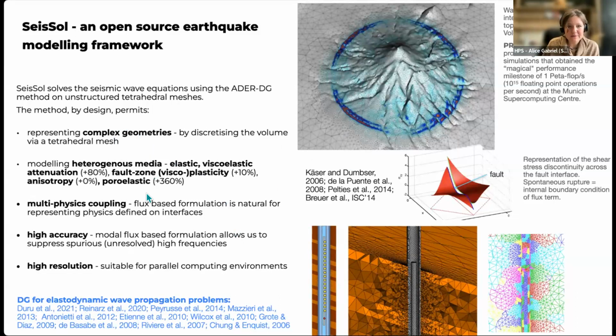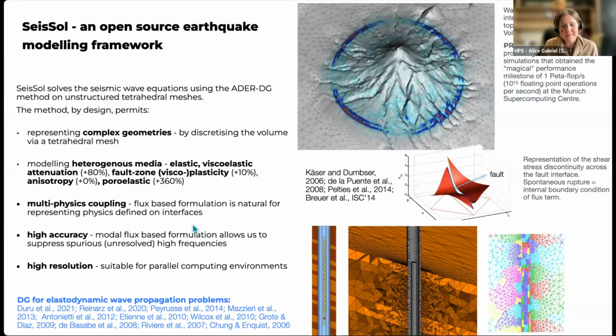We have support for heterogeneous media, not only in the elastic sense, but also viscoelastic attenuation, viscoplasticity, anisotropy, and poroelasticity. And in brackets, I have the increase in computational costs, so the overhead of adding this additional physics in the simulation. If you want to add viscoelastic attenuation, your simulation would be roughly 80% more expensive. Poroelasticity counts in a bit more, and this really depends on the additional equations we are solving.